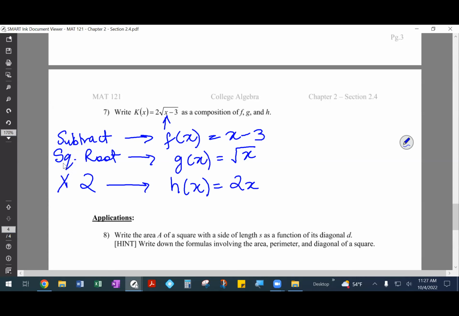So remember, x minus 3 happens first, then the square root, then the multiplication. So what would be the order of our composition so that we can get our capital K of x function? So the order of your f, g, and h, what composition order would be? What's the innermost function, then the outer function, and then the very outer function?